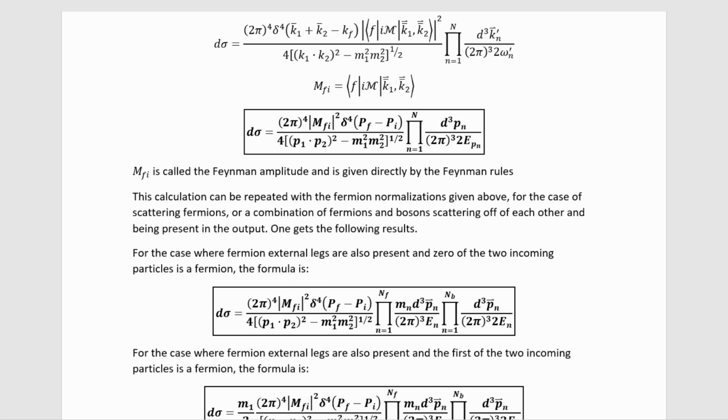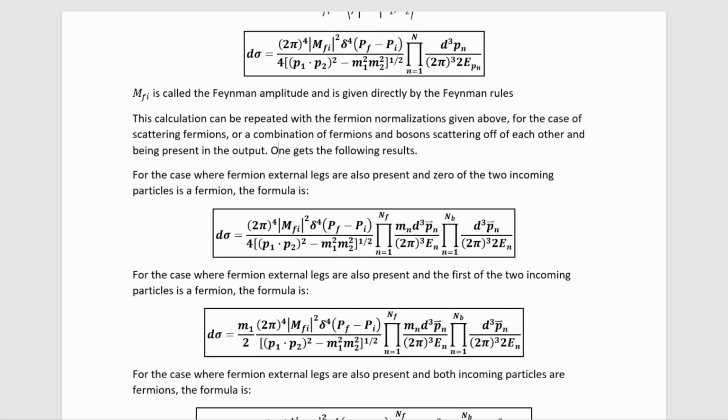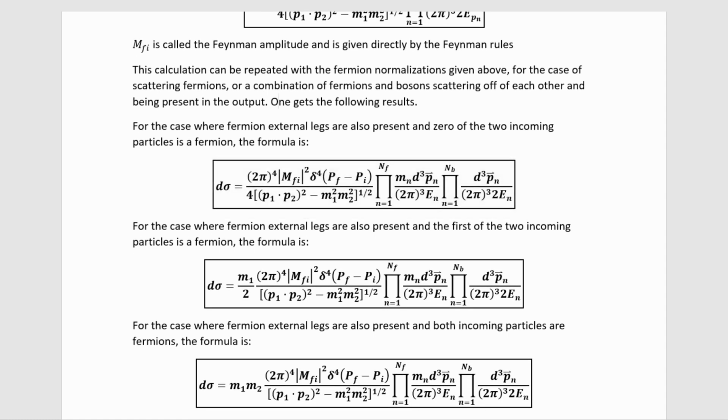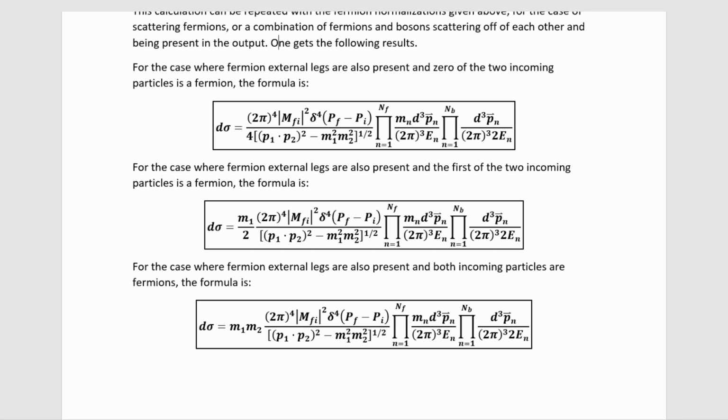This calculation can be repeated with the fermion normalizations given above for the case of scattering fermions or a combination of fermions and bosons scattering off of each other and being present in the output. One gets the following results. For the case where fermion external legs are also present and 0 of the 2 incoming particles are fermions, we have this result. If one of the incoming particles is a fermion instead of a boson, but the other one's left a boson, then we have this formula.